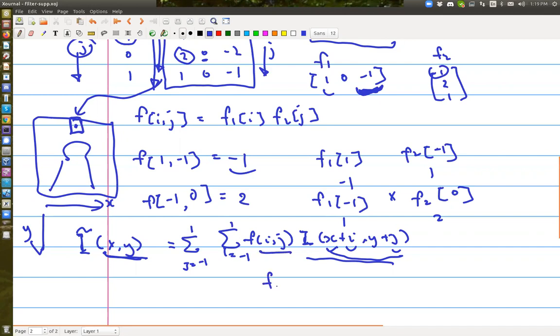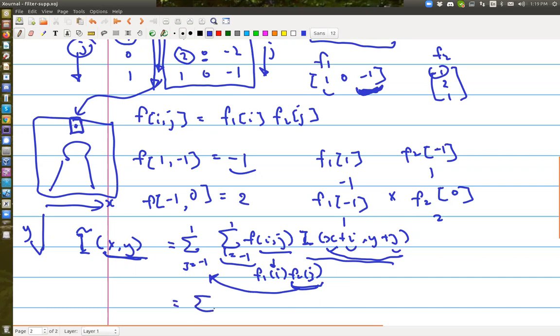I can have F1I, F2J, right? So then I can move the summation around. Maybe I just do one more, don't erase that. F2J, then this summation only depends on I, right? And this F2J only depends on J, so I can move it outside of the summation.